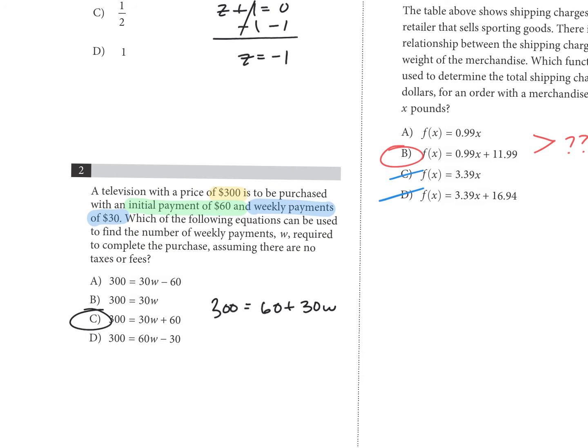Number two, the television with a price of $300 is to be purchased with an initial payment of $60 and weekly payments of $30. Which of the following equations can be used to find the number of weekly payments required to complete the purchase, assuming there are no taxes or fees? Again, it's going to cost you $300 total. You put $60 down, and then it's $30 every week, so that would be C.